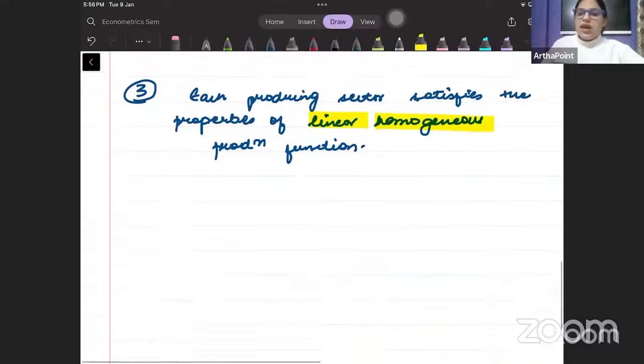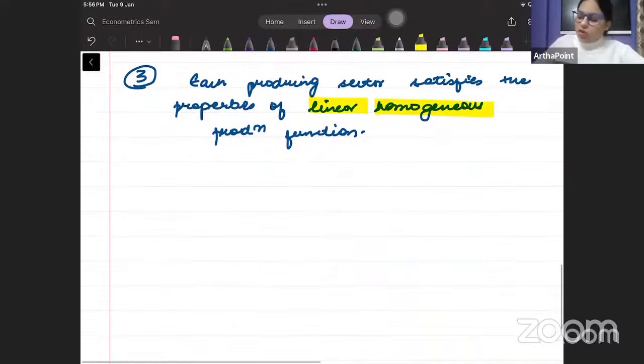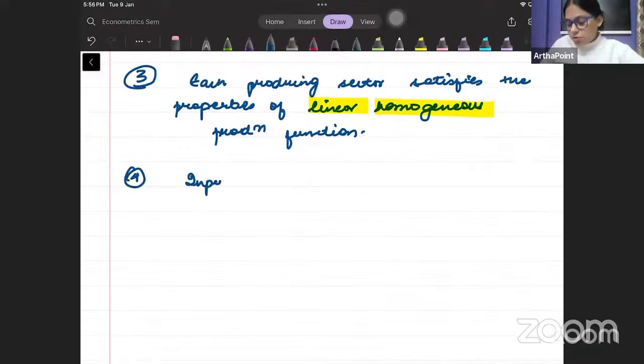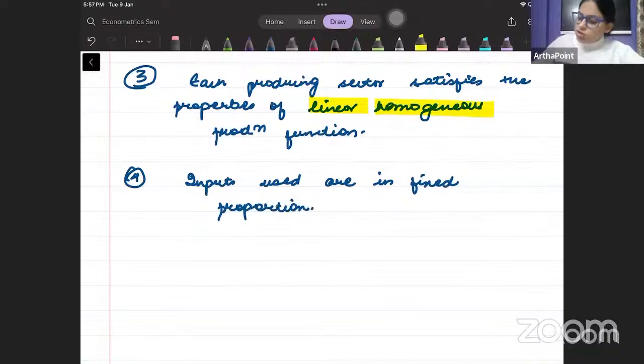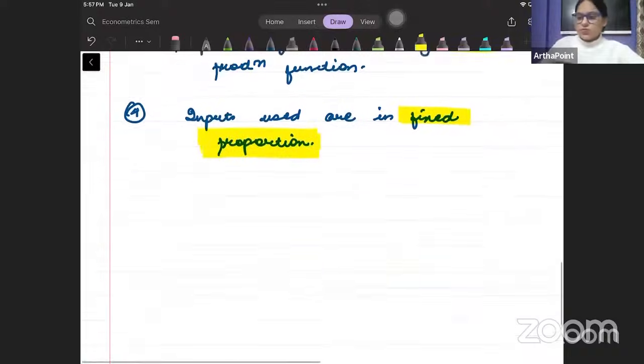ओके, दैट्स इट. हाँ, एंड एक और चीज है which is sometimes asked in exam, so you should just remember that whichever inputs we are using, they are in fixed proportion. तो ये जो इनपुट्स हम यूज कर रहे हैं बच्चे, इनका प्रोपोर्शन फिक्स्ड है, इनका जो रेशियो है, द रेशियो इन विच दे आर बीइंग यूज्ड, दैट इज फिक्स्ड.